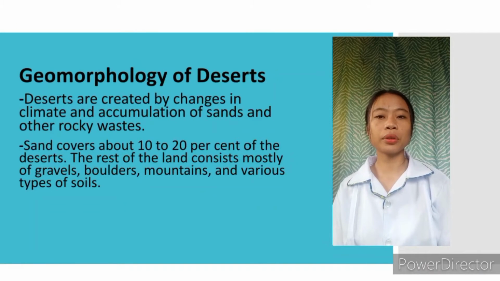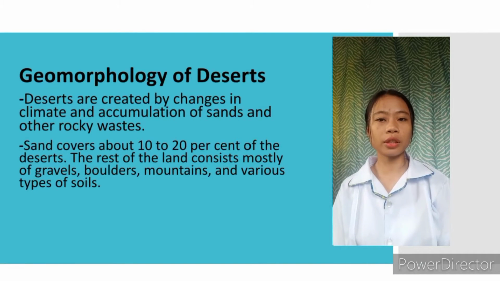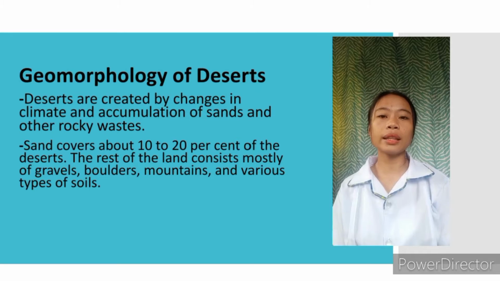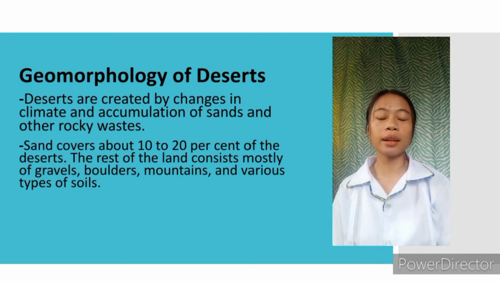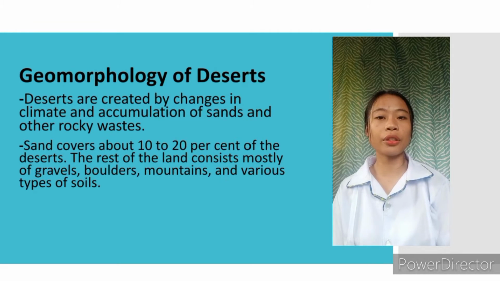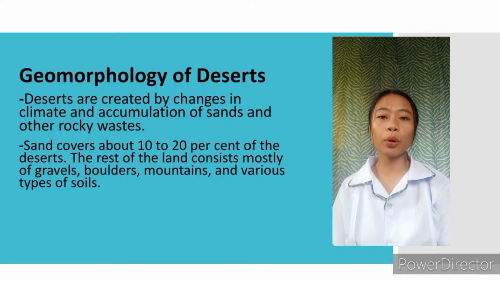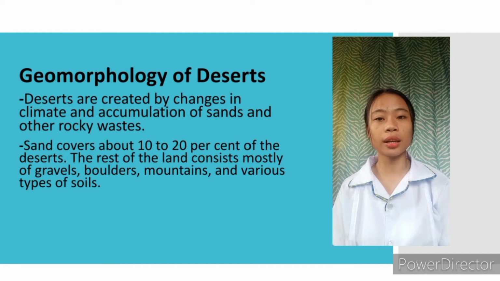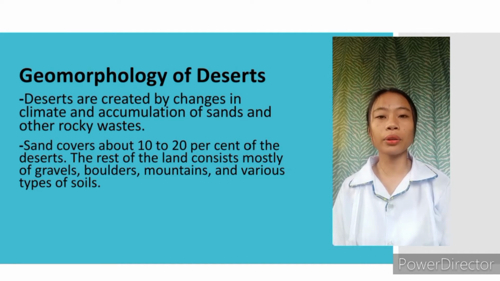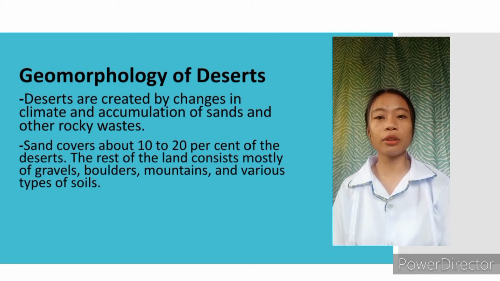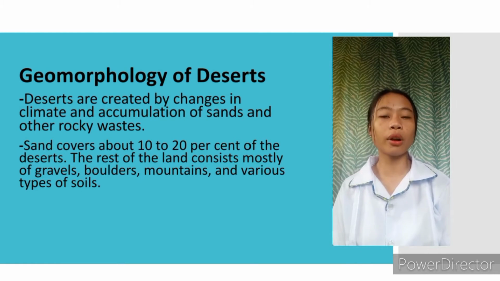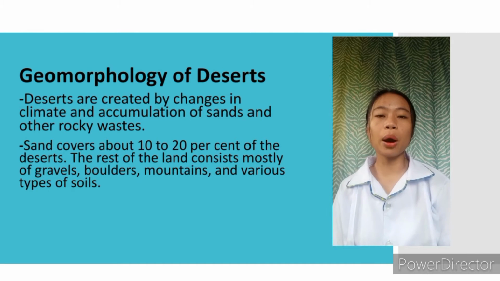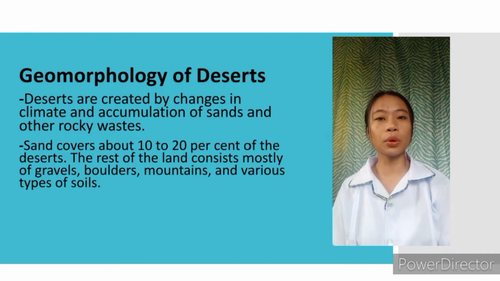Let's come now to the geomorphology of desert. Deserts are created by changes in climate and an accumulation of sand and other rocky wastes. A high proportion of the desert floor is an erosion surface of bedrock. Sand covers about 10 to 20% of the desert. The rest of the land consists mostly of gravels, boulders, mountains, and various types of soils.